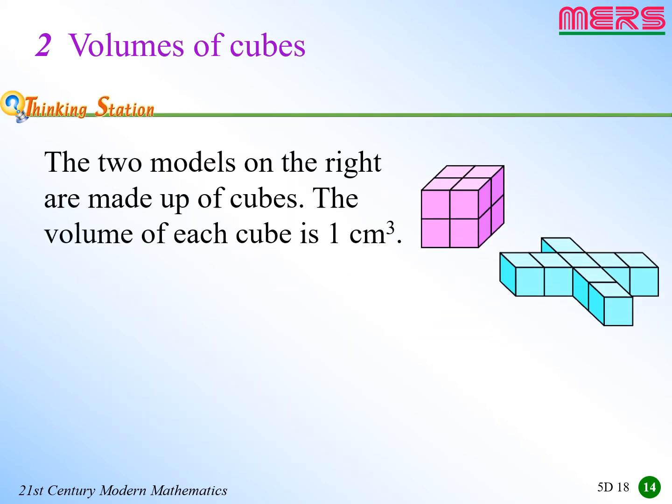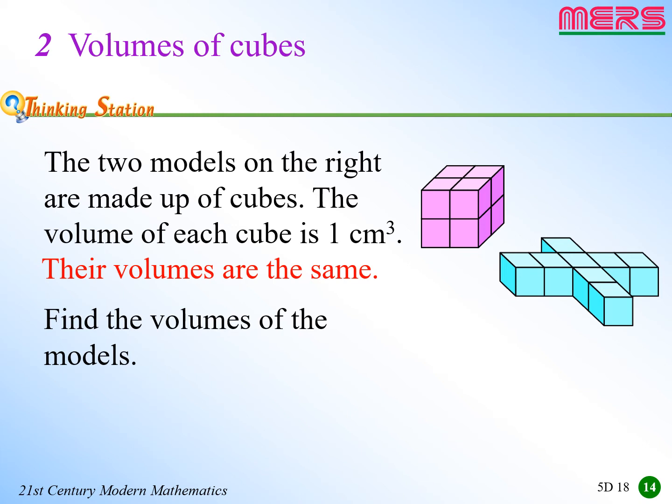Now we are on page 34, Thinking Station. The 2 models on the right are made up of cubes. The volume of each small cube is 1 cubic centimeter. Which model has a greater volume? Their volumes are the same. Find the volumes of the models. Yes, both of them are 8 cubic centimeters.